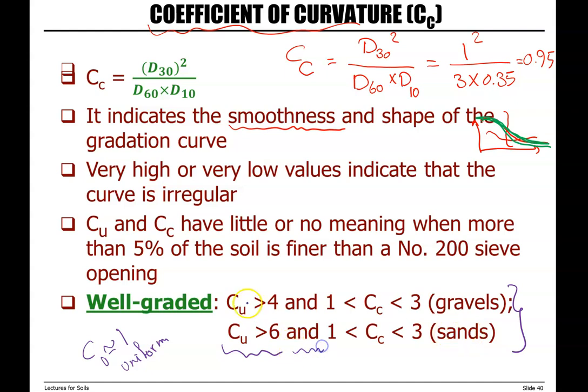Then we have Cc, and both of these statements, Cu and Cc, need to be satisfied so that we can say our sand sample is well graded or not. For Cc, again, we don't want a very high value or a low value. We want something between 1 and 3. So here you see I have 0.95, which means that this sample is not well graded. So this is important.